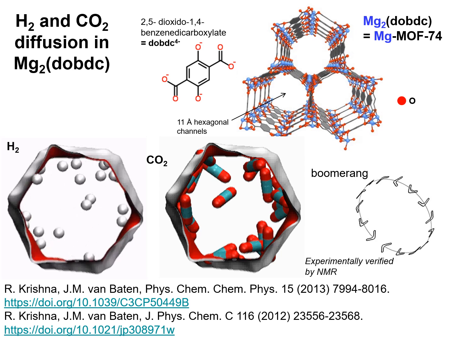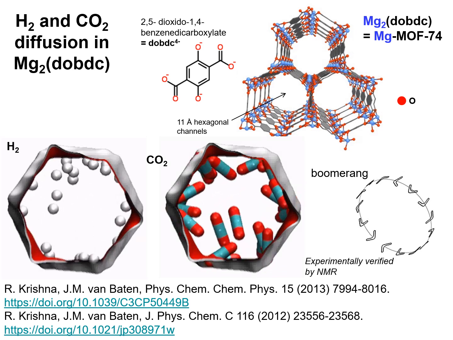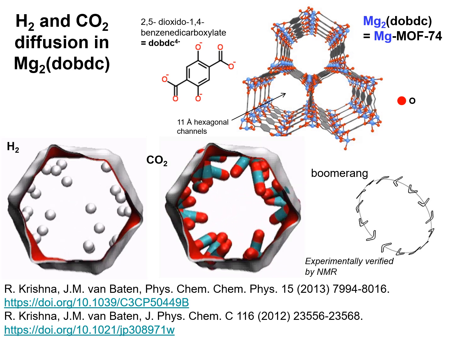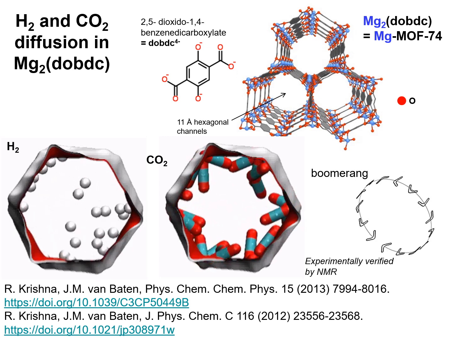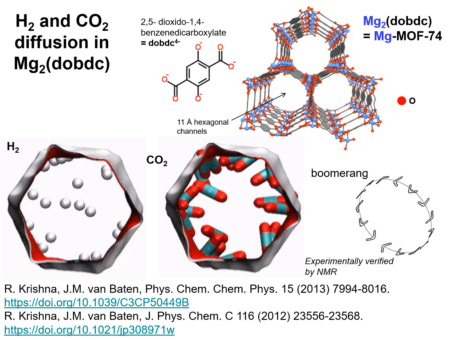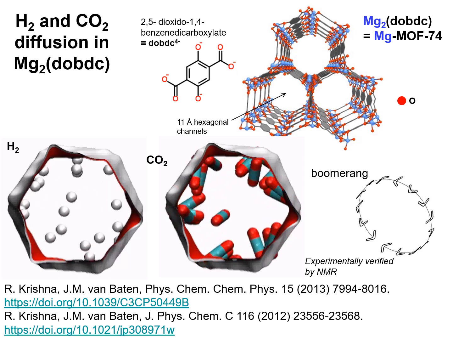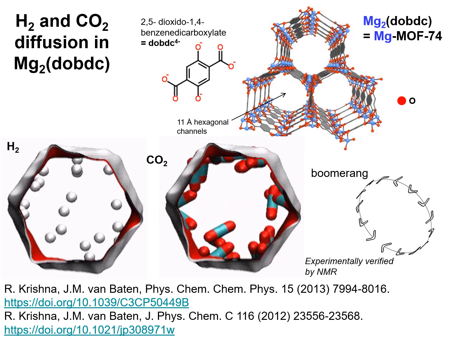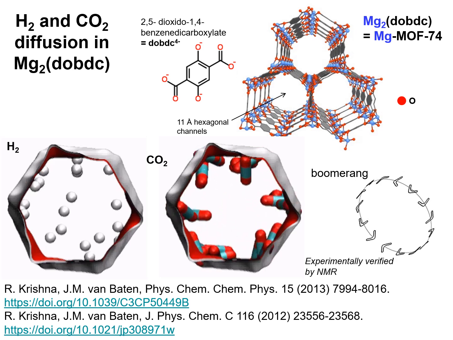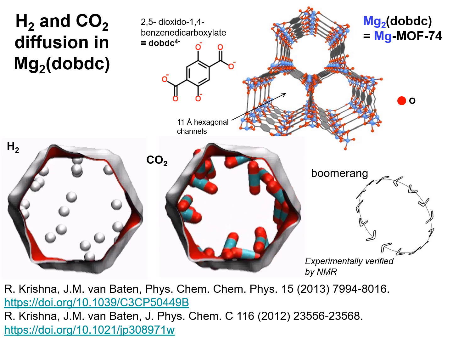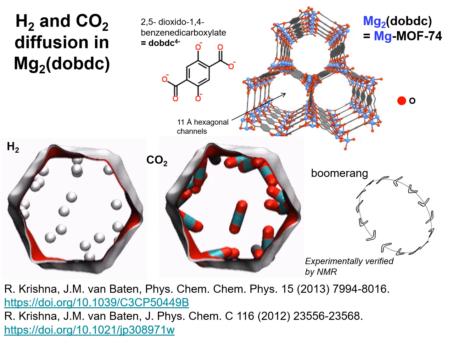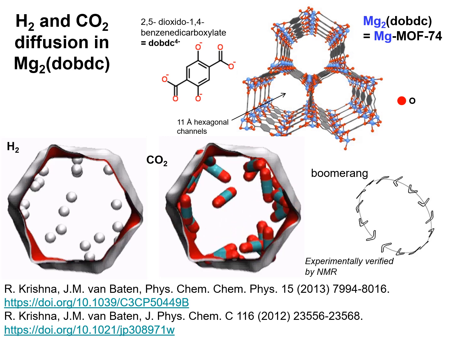Carbon dioxide, on the other hand, gets attached to the unsaturated metal atoms and has a higher concentration along the walls than in the central core region. One of the oxygen atoms of CO2 attaches to the magnesium atoms, and on detachment, the motion of carbon dioxide follows a boomerang trajectory that has been verified by NMR.